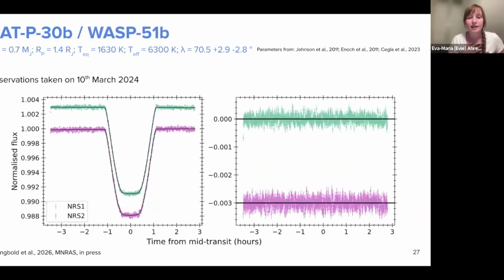The second planet I want to highlight is WASP-30b, which was published by Alistair Claringbold earlier this year. The observations were taken in March last year. Here again, you see the transit light curve of NRS1 and NRS2, and the residuals on your right. You'll also see that the transit shape is a little bit different. This is due to the fact that it has a higher impact parameter, so we have a lot more ingress and egress time.